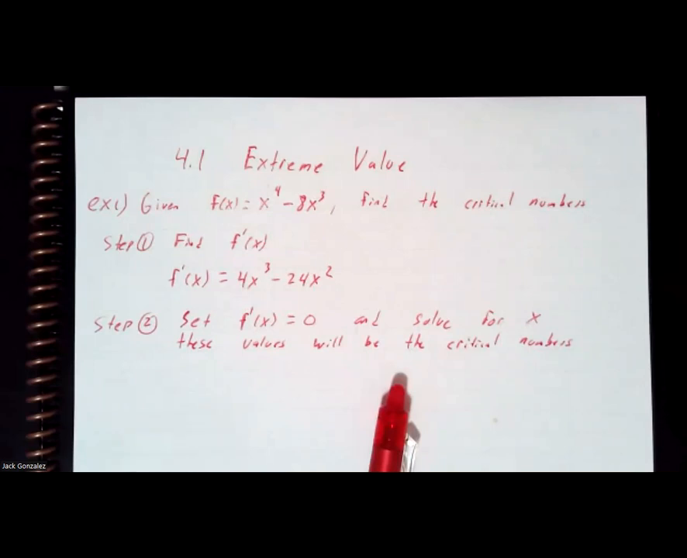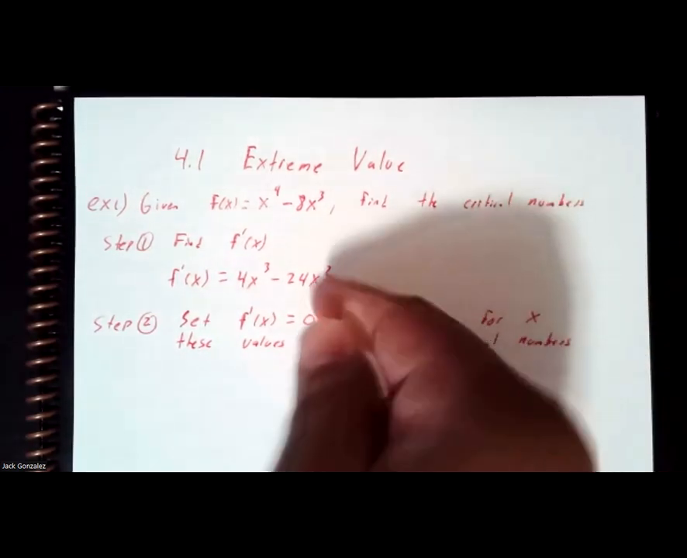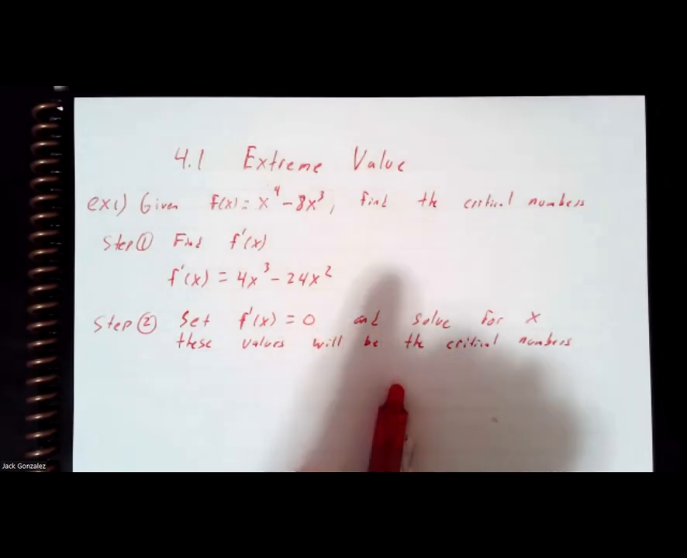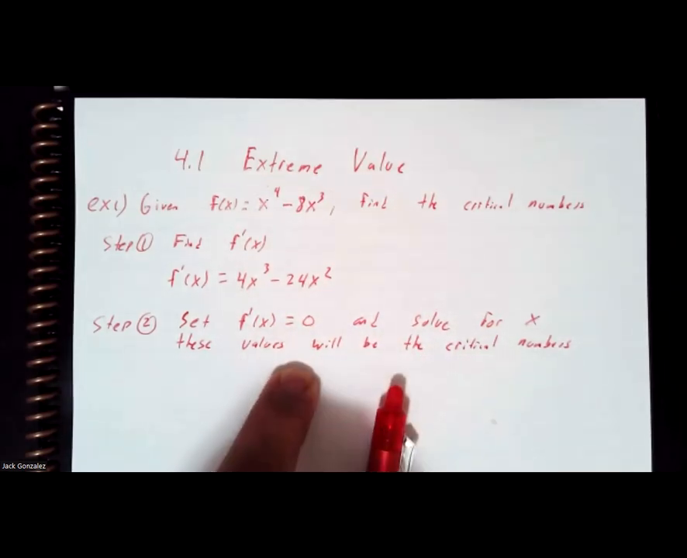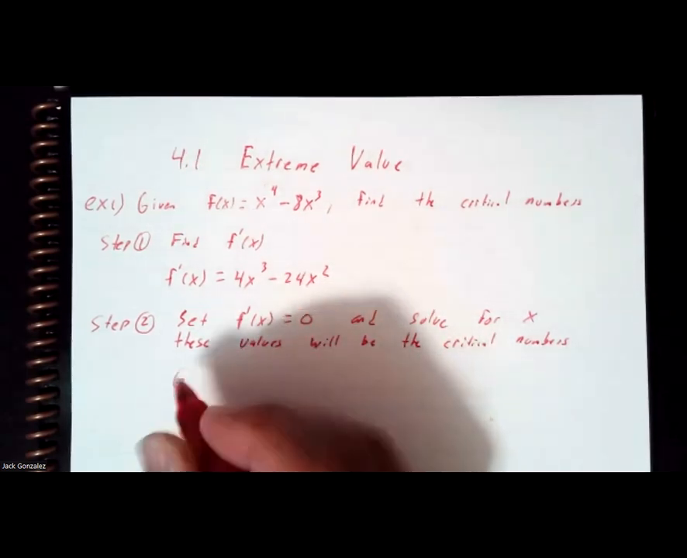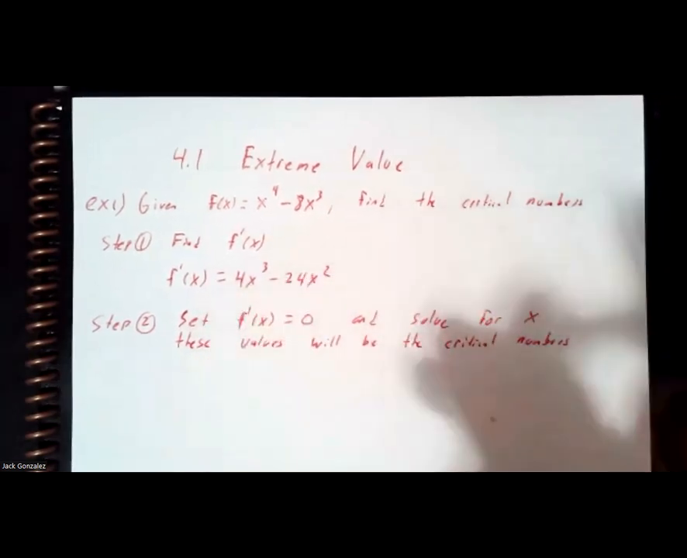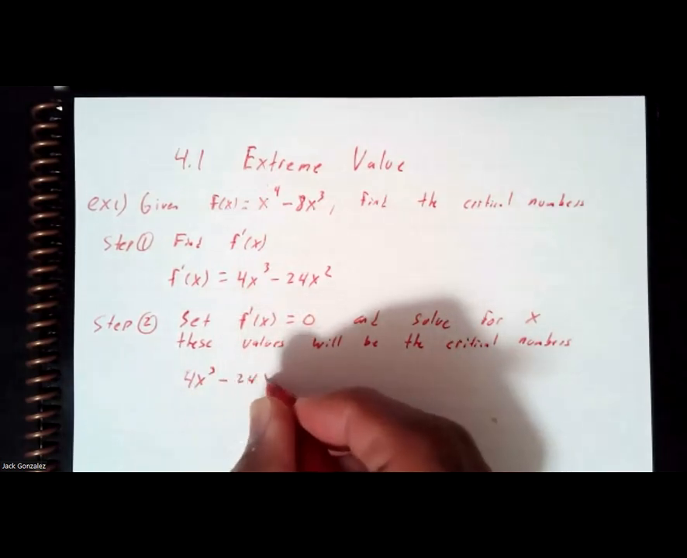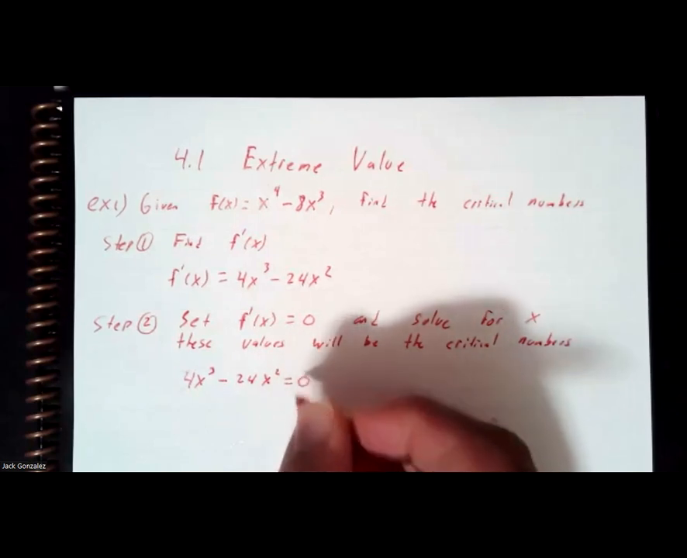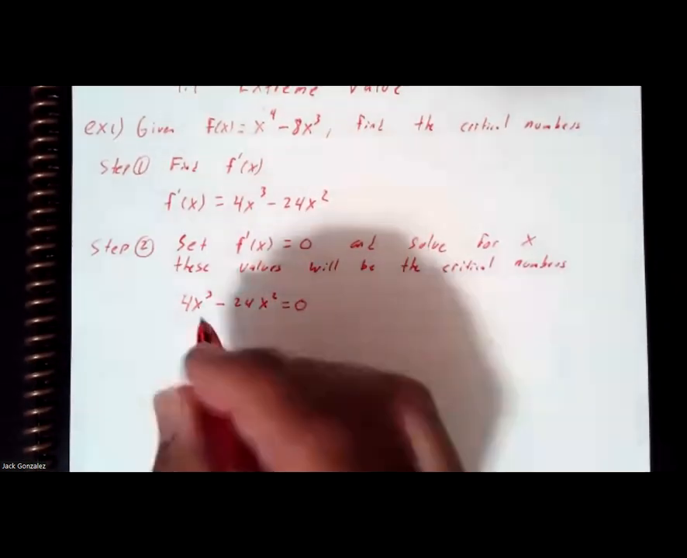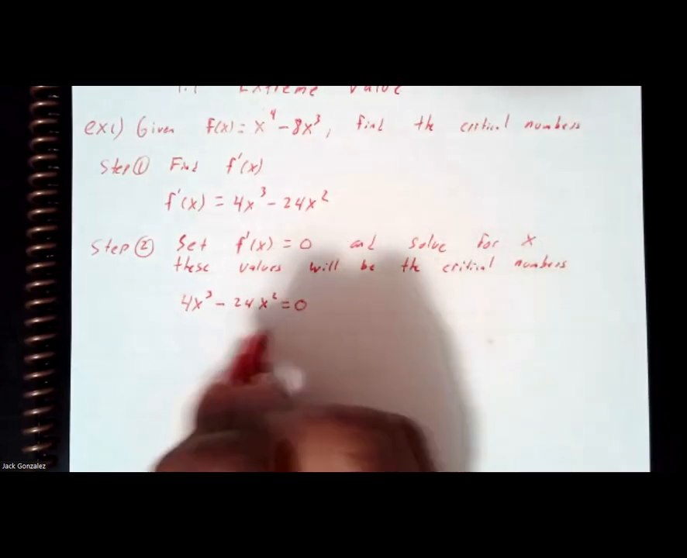All right. So first step, find your derivative. Second step, set it to 0. Because remember, this means slopes are equal to 0, and that happens at horizontal tangents, which means it happens at peaks or valleys. That's why this is chosen. Okay, so now solve for x. So we got 4x cubed minus 24x squared equals 0. Okay, factor the 4x squared. That's all I see in common, right?